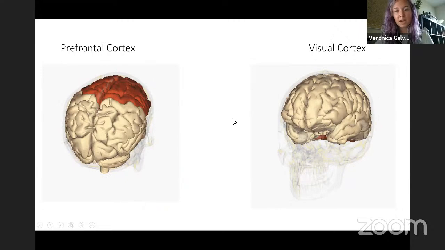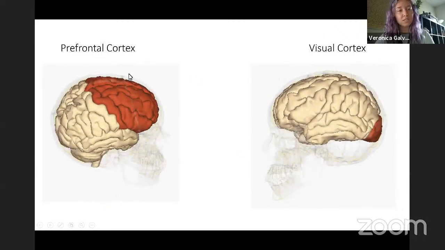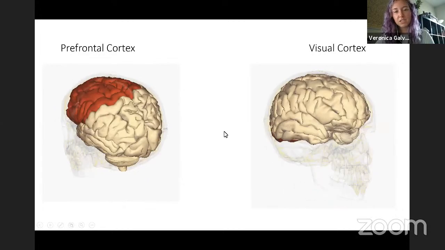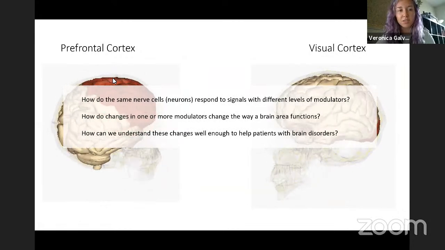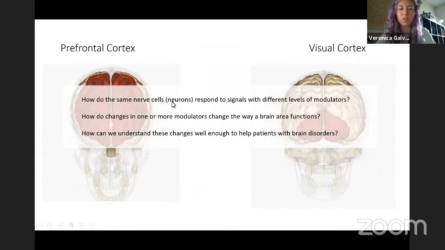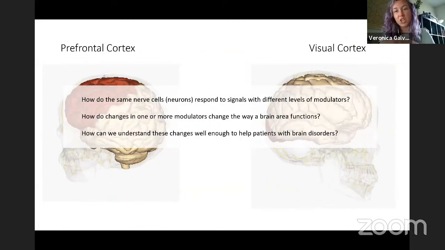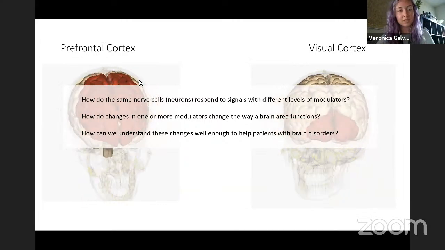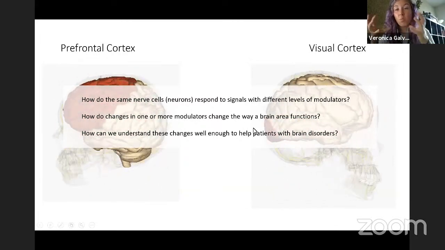So the visual cortex, again, is that area in the back of your brain, and then the prefrontal cortex, which is in the front here. And so what I am interested in understanding is some of these questions. So how does the same nerve cell, those neurons we were just talking about, respond to signals when there are different levels of modulators, right? So how do those chemicals change the way that pulse sequence looks? And how do changes in one or more of these affect the way that a whole brain area functions?